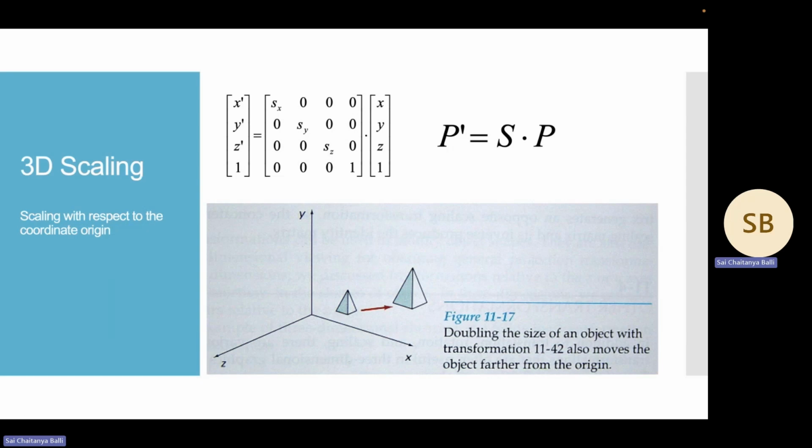Here, as you can see, there's a pyramid type of object placed in XY coordinate space. P is the point where the original object is placed. First we move that object to the origin, then we scale based on the scaling factor. Again, we replace the object at the original point, which is P. That's how scaling is performed.